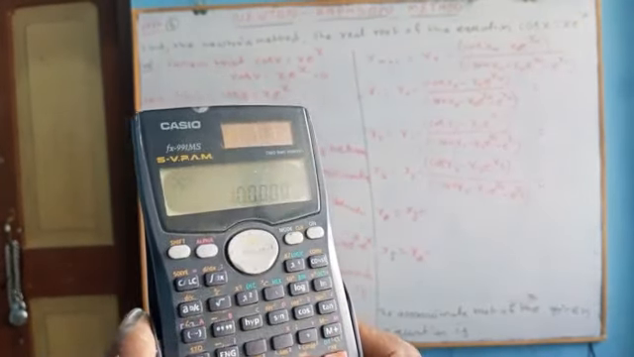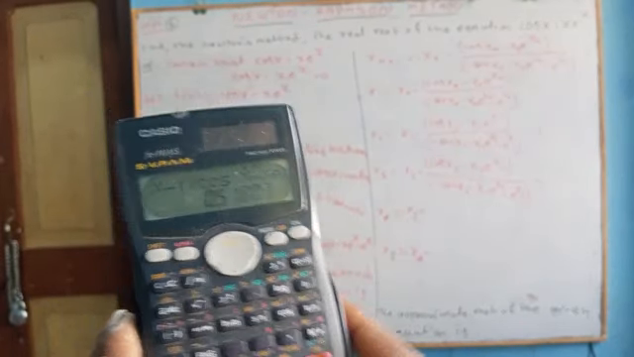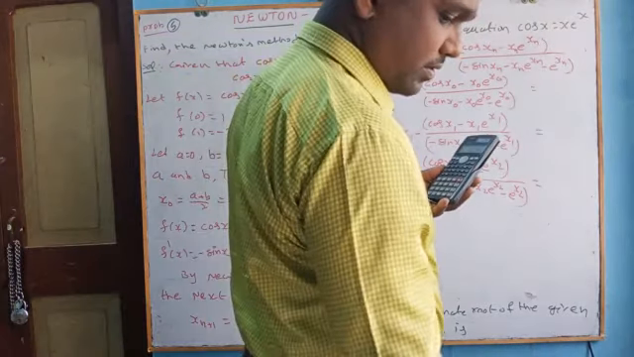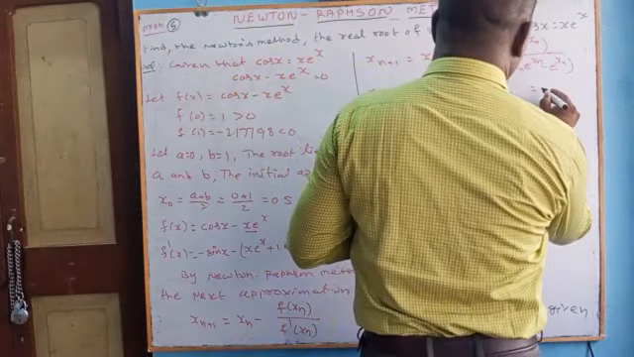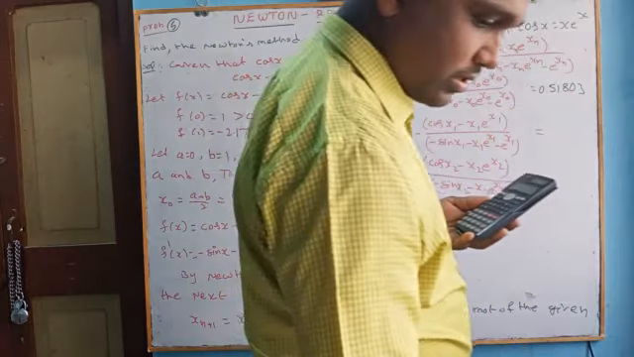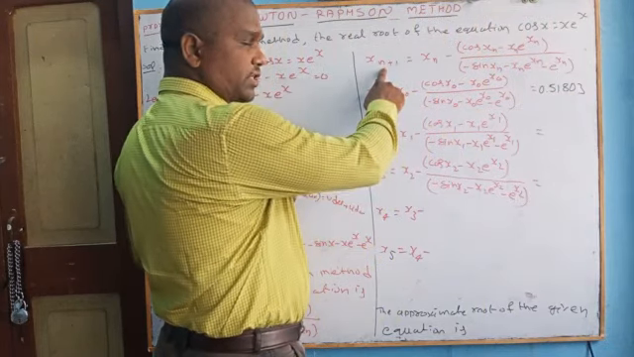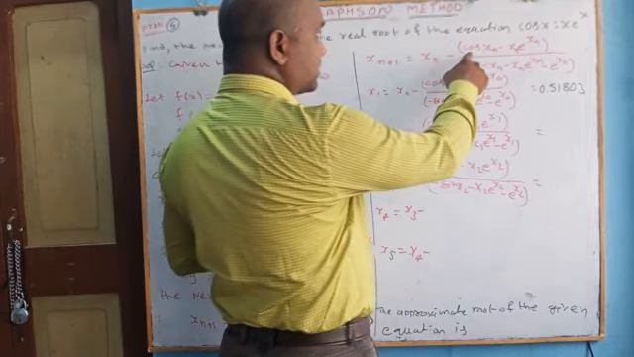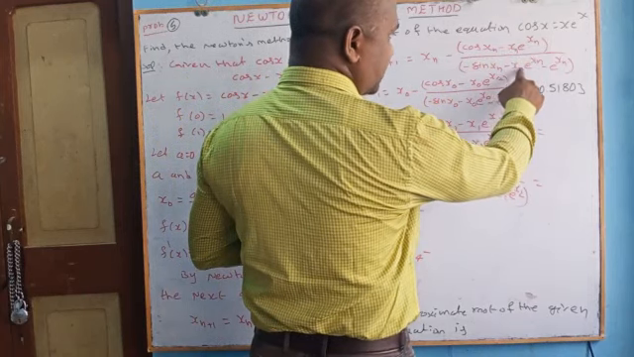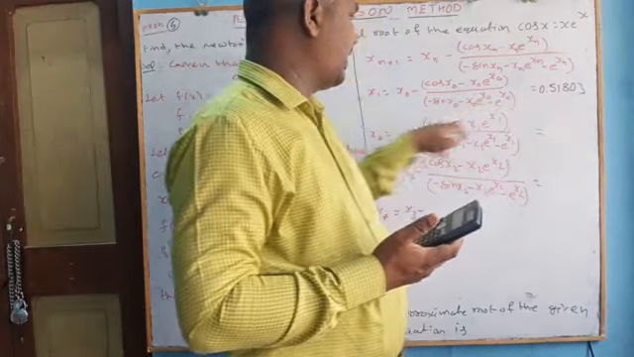CALC. Put x naught is equal to 0.5. The value is 0.51803. And we want x2. And x2 means put n is equal to 1 in this equation. x2 is equal to x1 minus cos x1 minus x1 e power x1 divided by minus sin x1 minus x1 e power x1 minus e power x1. Put x1 is equal to 0.51803 in this equation.